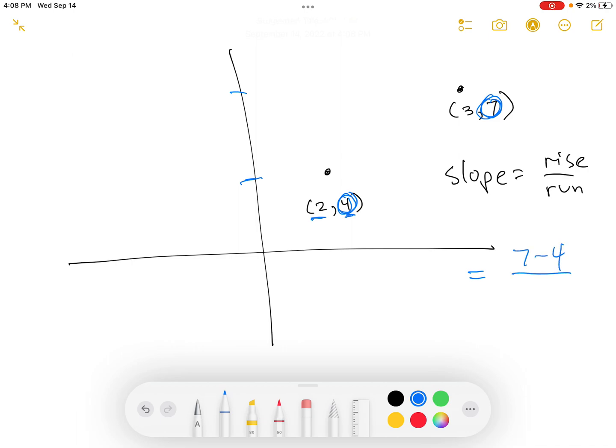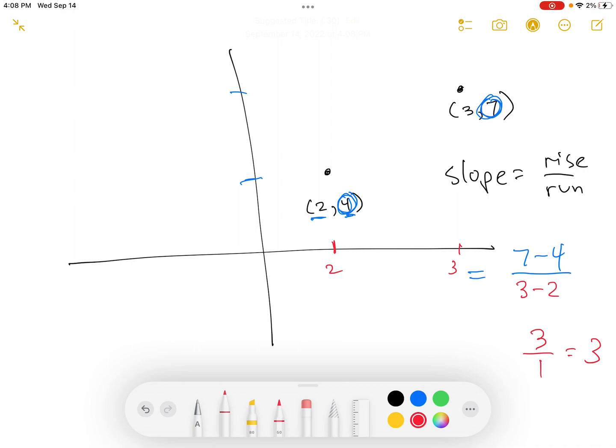And now what about the run? The run is going to be the difference between 2 and 3. So we're going to do 3 minus 2. 7 minus 4 is 3. 3 minus 2 is 1. 3 divided by 1 is 3. So here, the slope is 3.